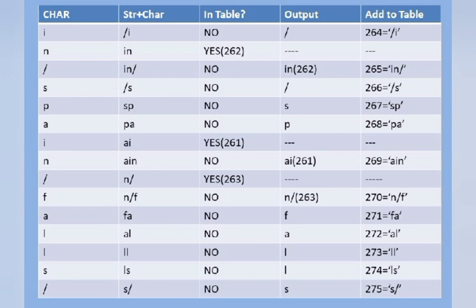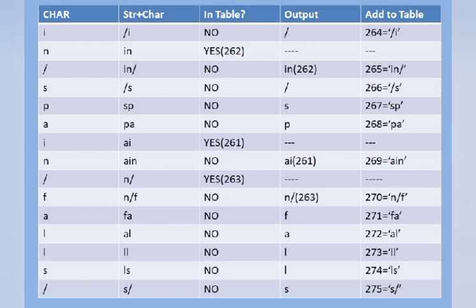This particular string will be concatenated with the next character, which is f, and the string will become n slash f. Now this entry will be checked in the table. Answer is no, it does not exist there. So we're going to output the last yes value, which is 263 in our case, and n slash f will be added at position 270. We will continue with the same process for A, double L, S and slash.